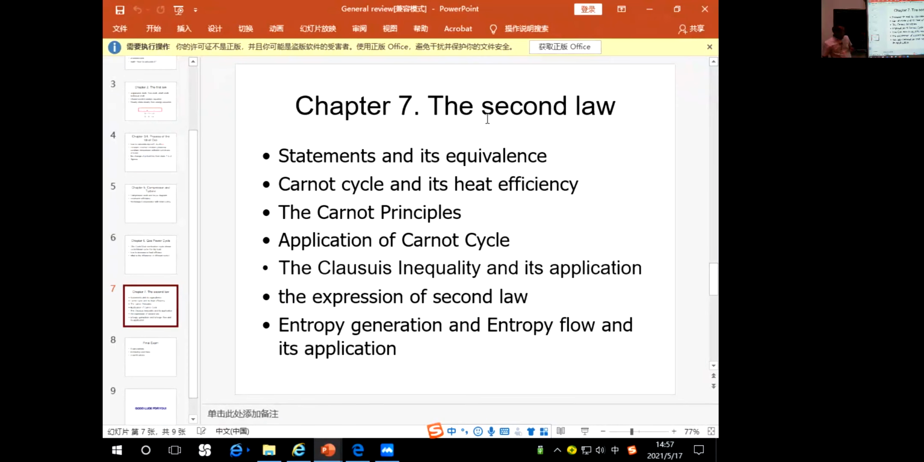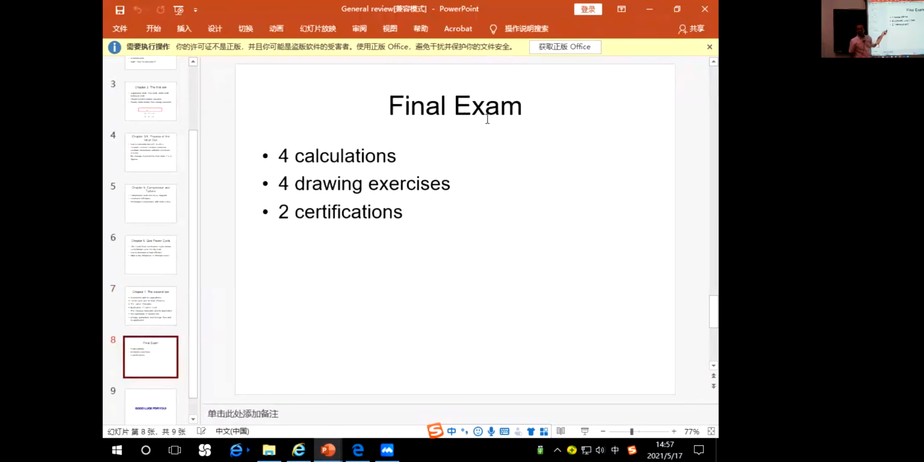I just say the calculations are from the PPT. The derivation is from the PPT. It's also from the PPT. And the certification, yeah, it's also from the PPT. But in some PPT I didn't give you the answer, like the calculation. In some calculations I didn't show you the answer, but I write it here. But I think it's okay for you.